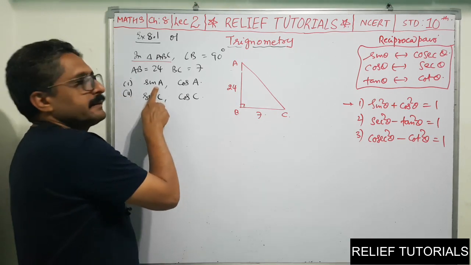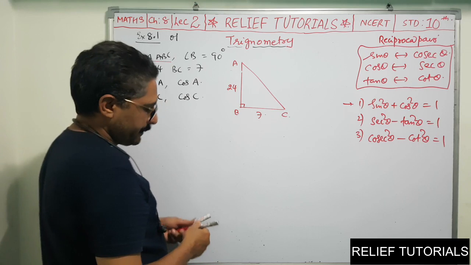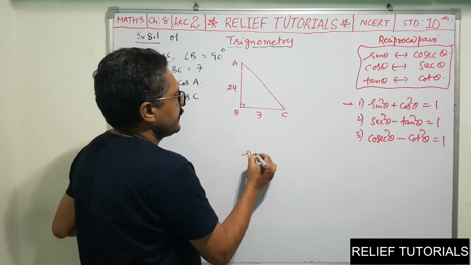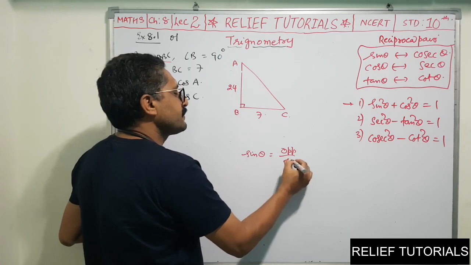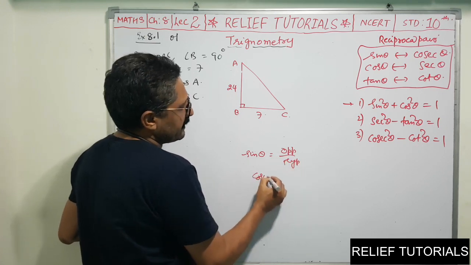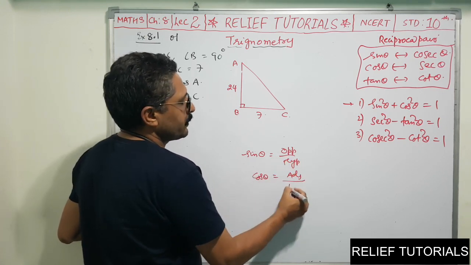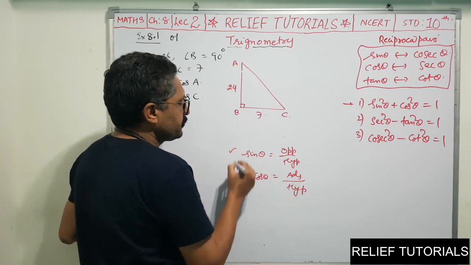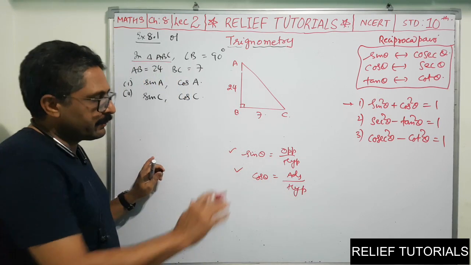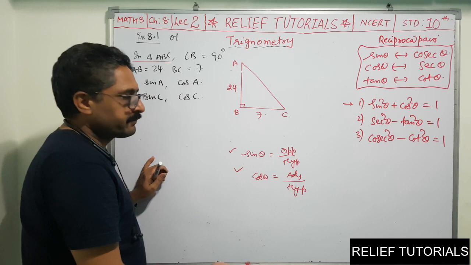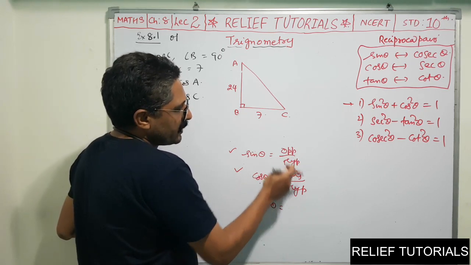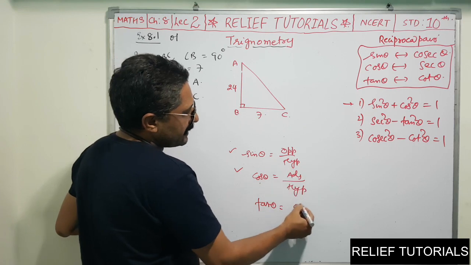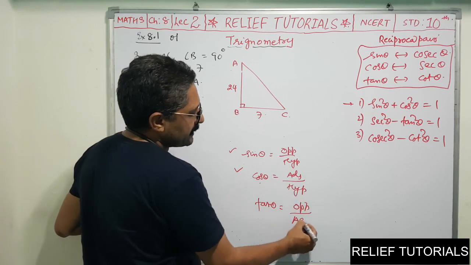So you know sin A. We have seen, please recap this. Sin theta, I told you, is opposite upon hypotenuse. Cos theta is adjacent upon hypotenuse. These are the two things you have to remember. Remaining all the ratios can be obtained. Ratio of sine and cos is tan theta. So the hypotenuse cancels, and you will get opposite upon adjacent.